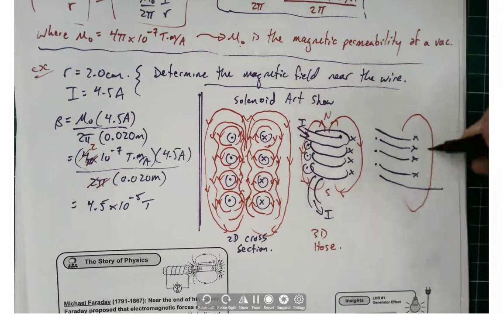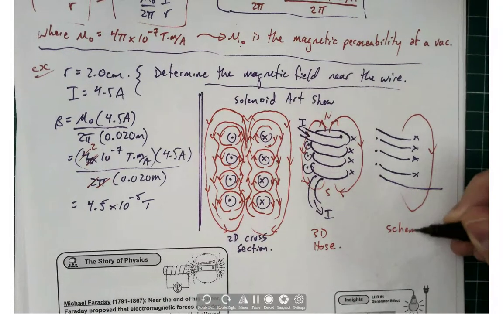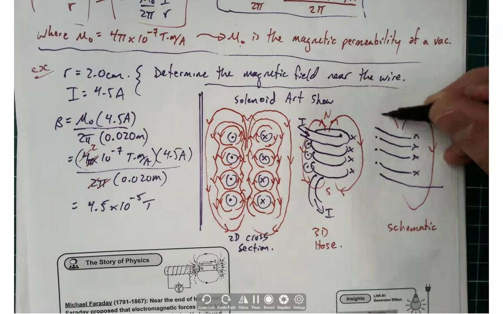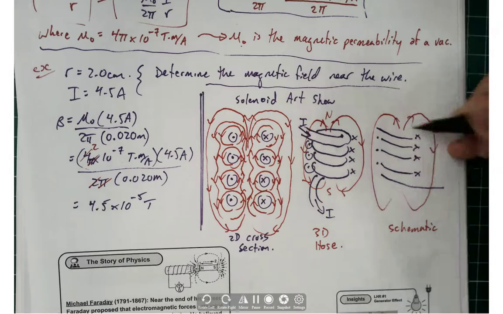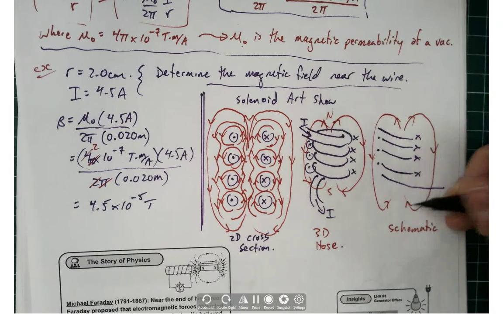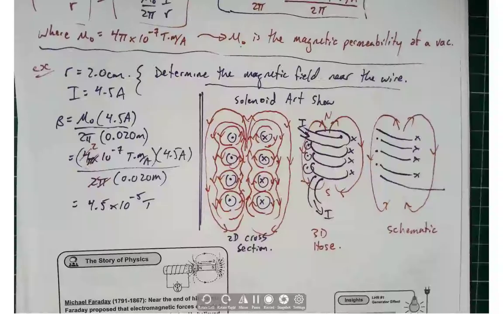Okay. Now this is our schematic version. And I would call this kind of a hybrid of the two. And so I just wanted to get these guys down on paper so that if you encounter them in homework or online, you kind of knew that they're all the same thing. Cool.